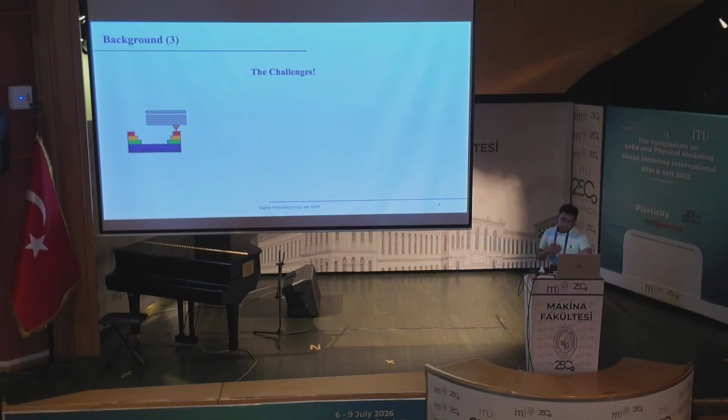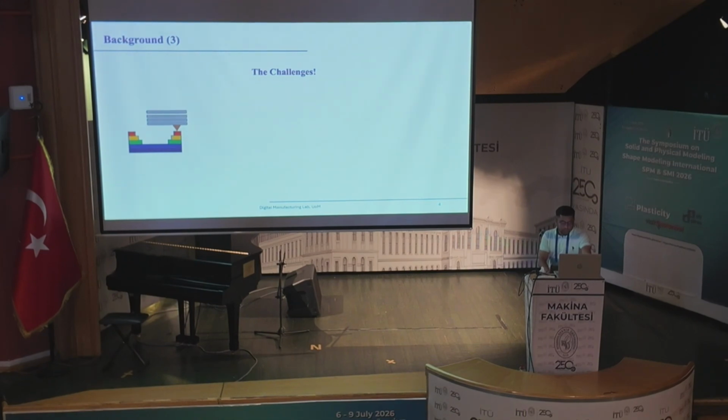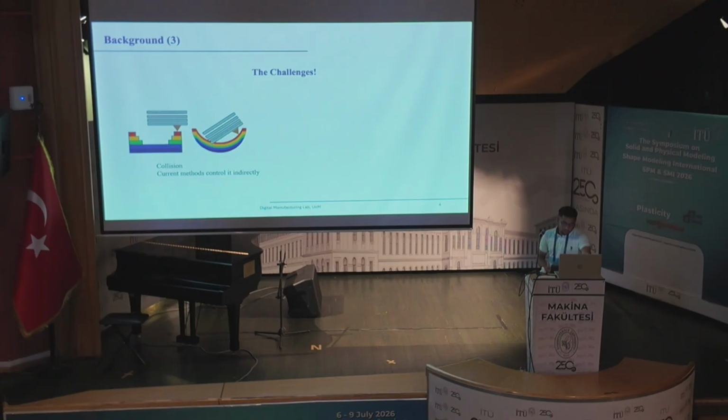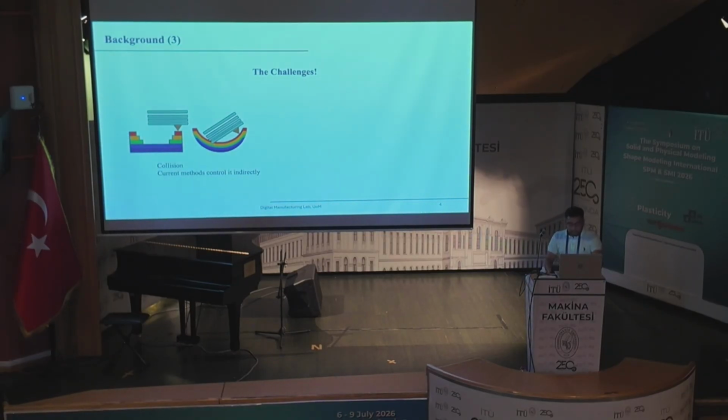Like in a conventional 3D printer, when we do 2.5 axis motion, the tool almost always remains above the printed substrate, which means that there is less chance of collision with the part itself. But when you move into higher non-planar motion, there are increased chances of collision. And when this paper was published, the current methods did not control the collision directly.